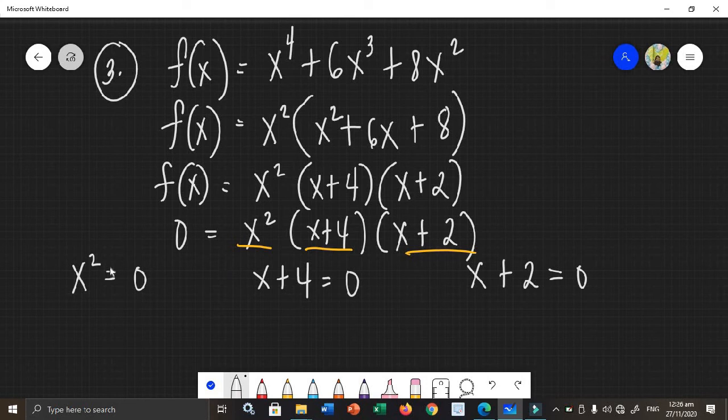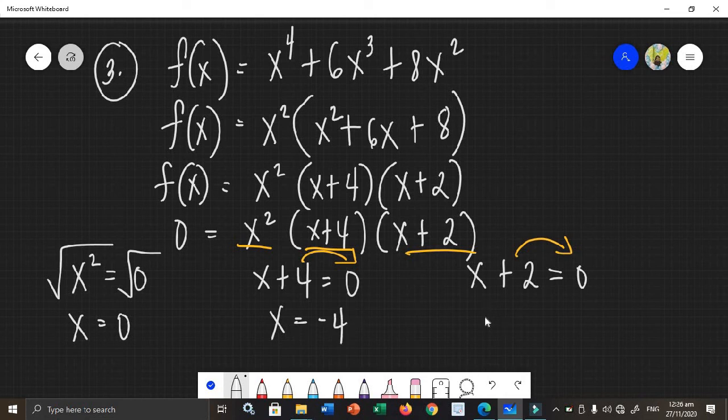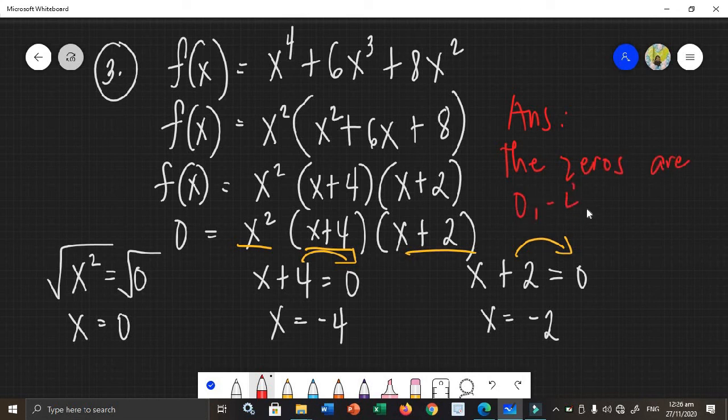For x squared is equal to 0, we need to extract the square roots, and then it will become x equals 0. Ang square root ni 0 ay 0. And then here we need to transpose positive 4 and also positive 2. So x here will become negative 4, and x here will become negative 2. Therefore, the answer here is the zeros are 0, negative 4, and negative 2.